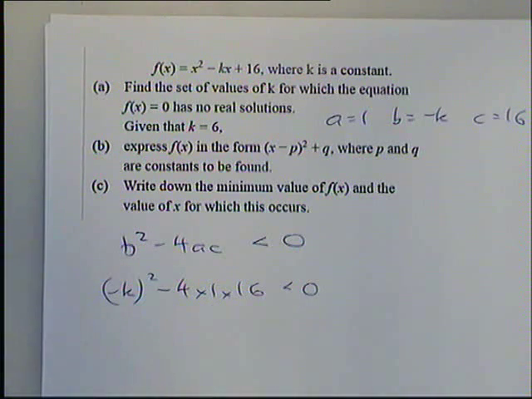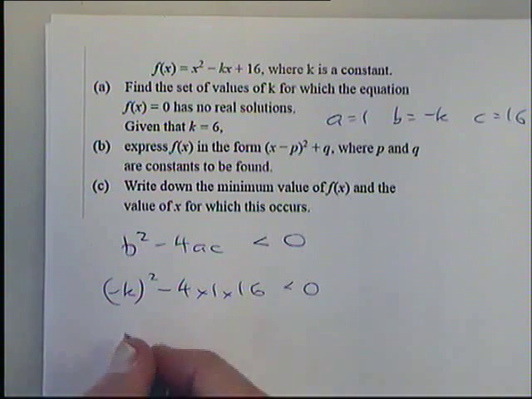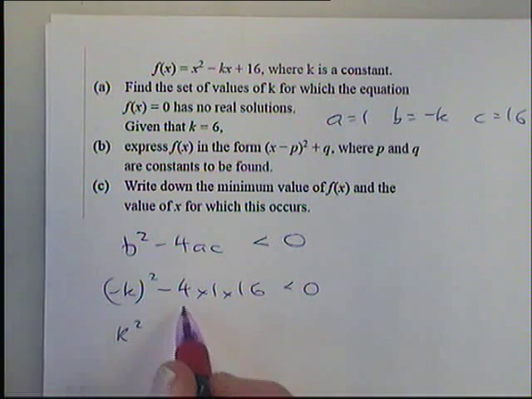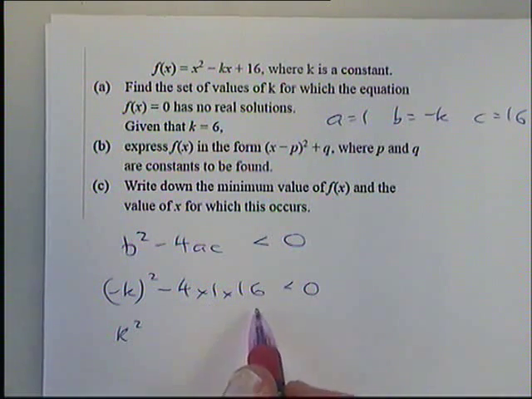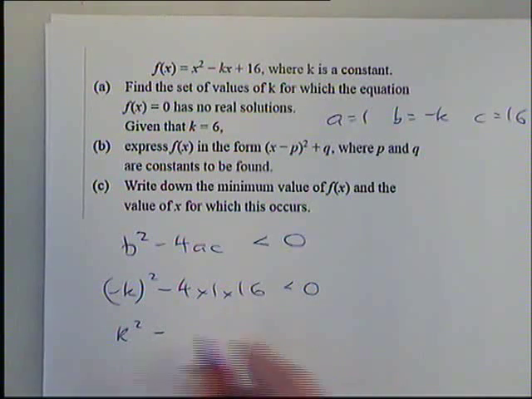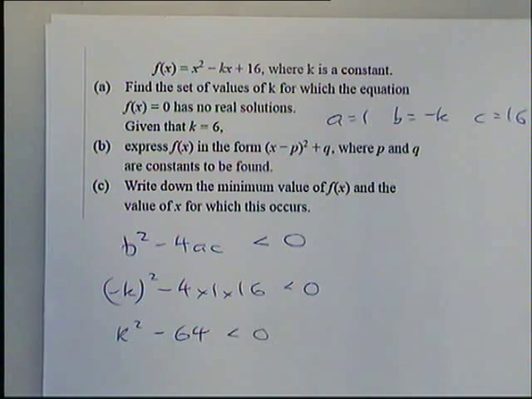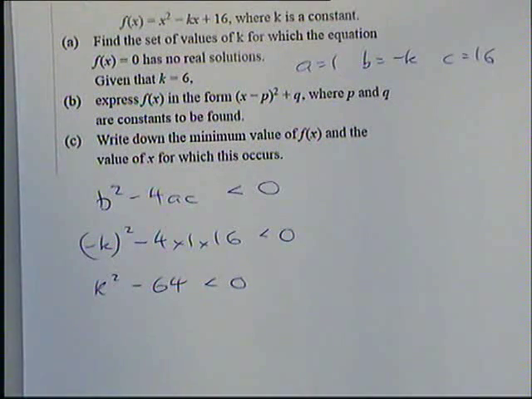Negative k squared means negative k times negative k. What's that? K squared, yeah, okay, k squared. 4 times 1 times 16. Yeah, so I get that. K squared minus 64 is less than 0.